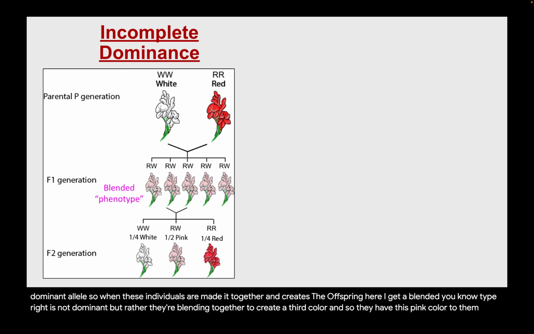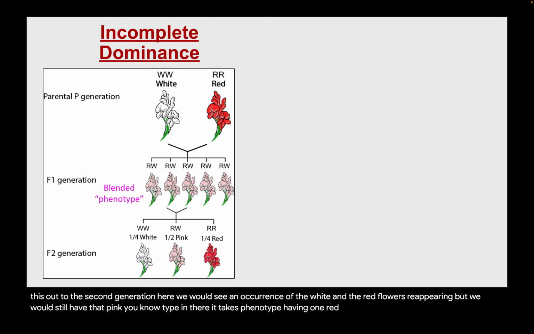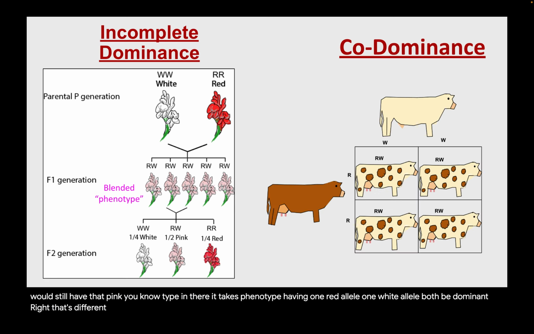Now, if we were to breed this out to the second generation here, we would see an occurrence of the white and the red flowers reappearing, but we would still have that pink phenotype in there. Pink phenotype having one red allele, one white allele, both being dominant. That's different from codominance.